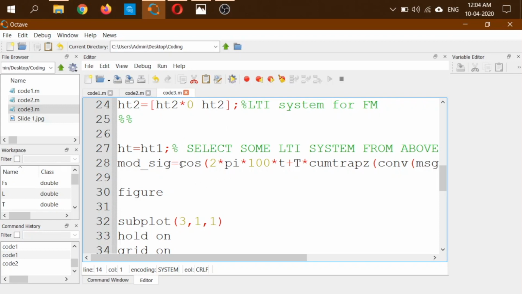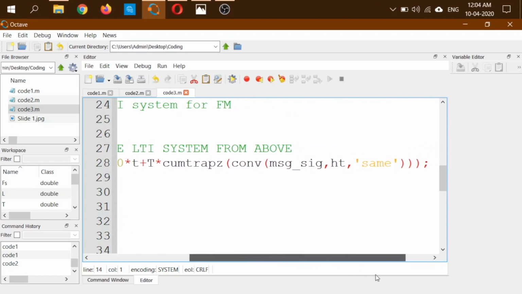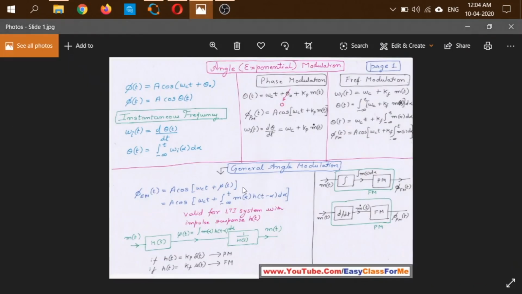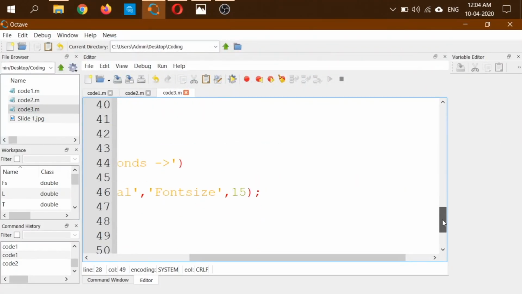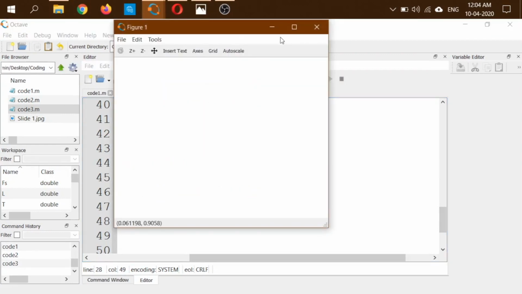Now the equation for generalized modulation is written here: cos of 2 pi f c t plus the cumulative trapezoidal integration. Trapezoidal integration is one such integration; you could use any one of them. You can type help cumulative trapezoidal integration, and you will also get various other integrations in the suggestions. We have to perform convolution. For that, the convolution command is this, between the message signal and h(t), with the option 'same', because you want to keep the length of the modulated signal the same as that of the message signal. So this equation is here. This general equation is what we have implemented, and after implementing it, you can see the results. I'm just running this code, and these are the results.